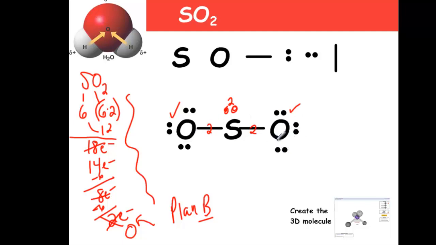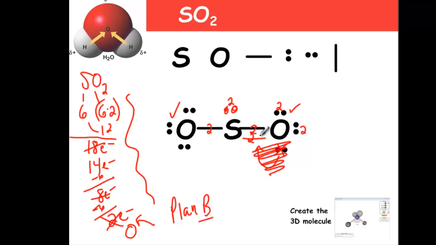Eeny, meeny, miny, mo, doesn't matter which one. Pick your favorite oxygen. Pick a set of electrons. Again, it doesn't matter which one. And cross it off. Or if you have a great eraser, erase it. Just be careful you don't erase it and leave faint little lines. So cross it off and make a double bond. And now, sulfur's got 2, 4, 6, 8. Oxygen still has 2, 4, 6, and 8. This isn't there anymore.